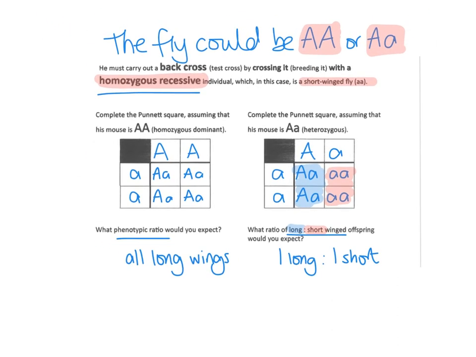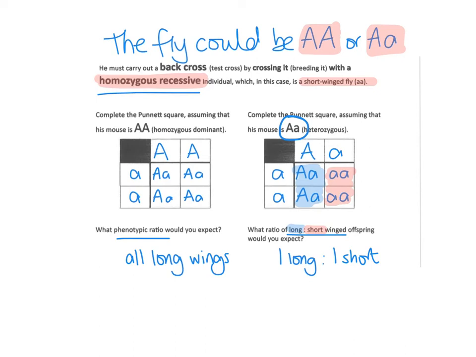So he's got this fly, he has to breed it then with the homozygous recessive. If he finds out that all of the offspring have long wings, he can be pretty sure that his original fly was this one on the left here, big A, big A, which gave all long wings. On the other hand, if he found out that half of the offspring were short and half were long, then that's going to tell us that the genotype was big A, little a.